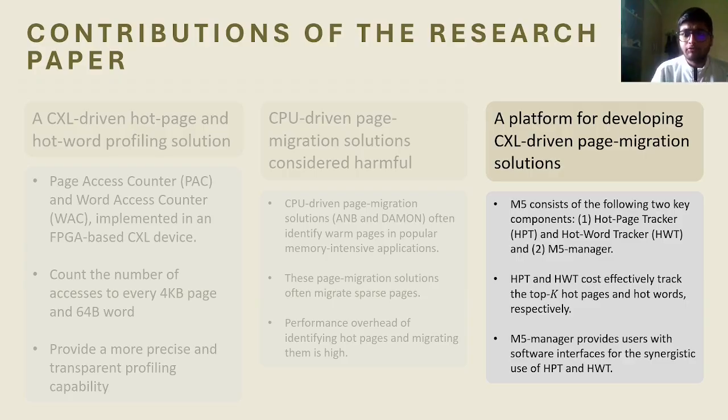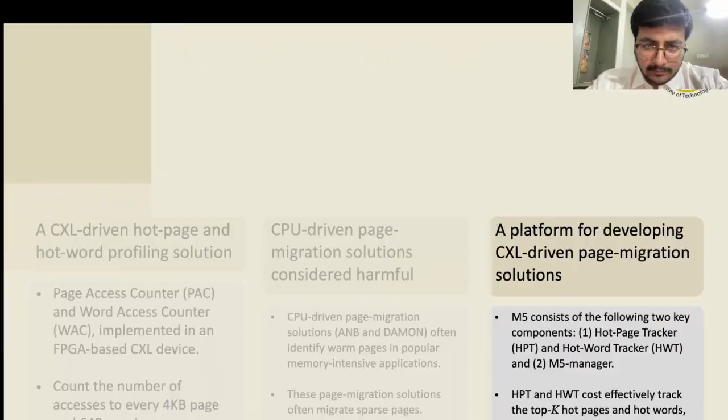Thirdly, our research paper tells us about a platform for developing CXL driven page migration solutions. The platform is M5. M5 consists of two key components, the hot page tracker and the hot word tracker, and the M5 manager. The hot page tracker and hot word tracker effectively track the top K hot pages and hot words respectively, and the M5 manager provides users with the software interface for the synergetic use of the hot page tracker and hot word tracker.